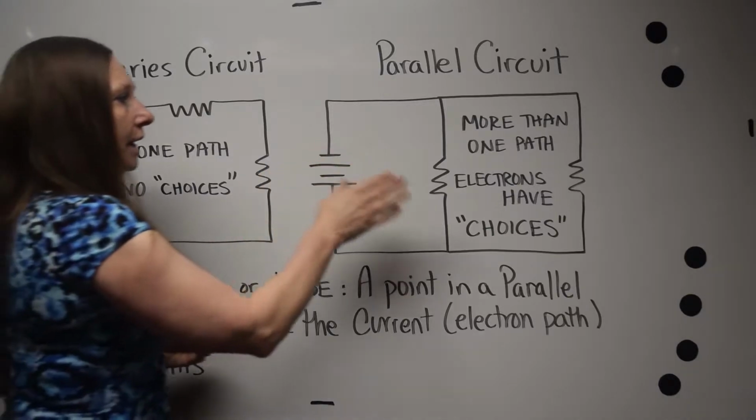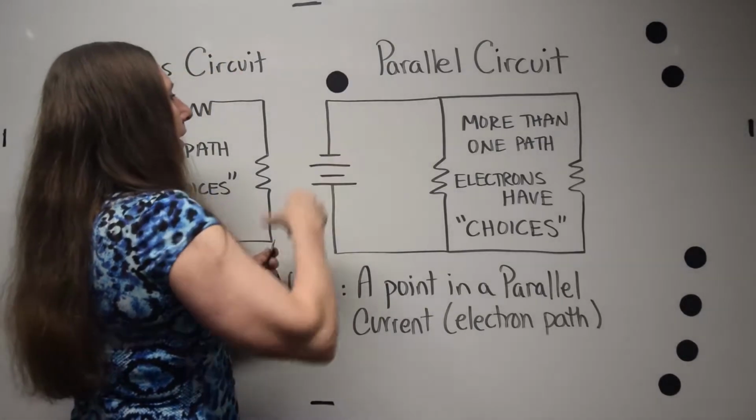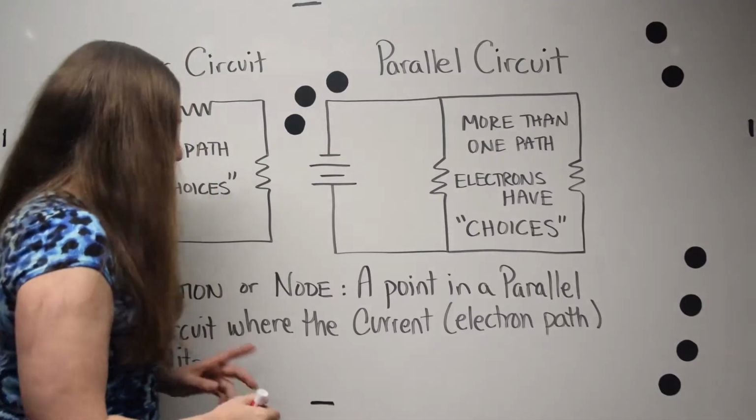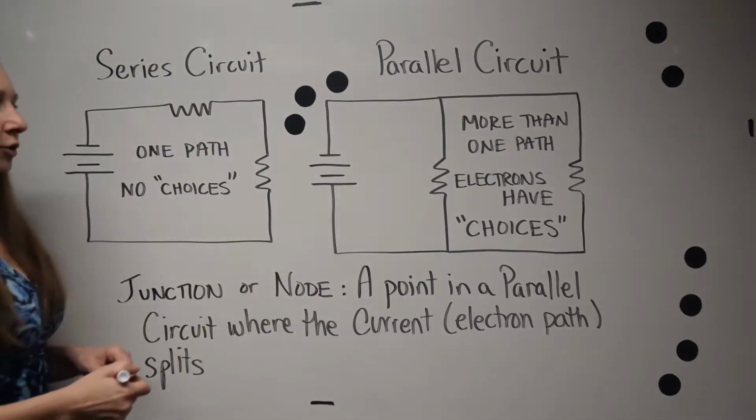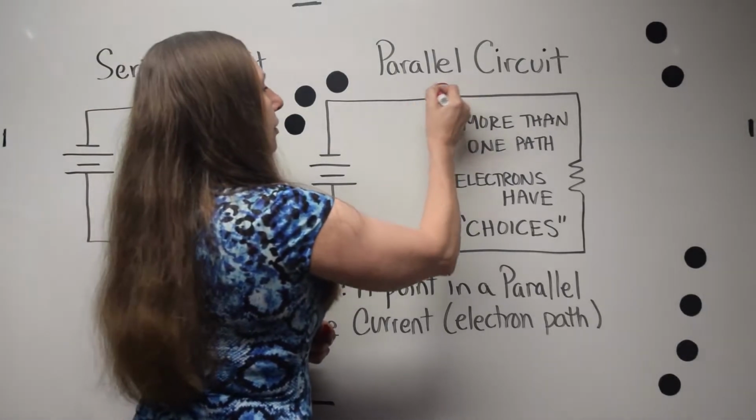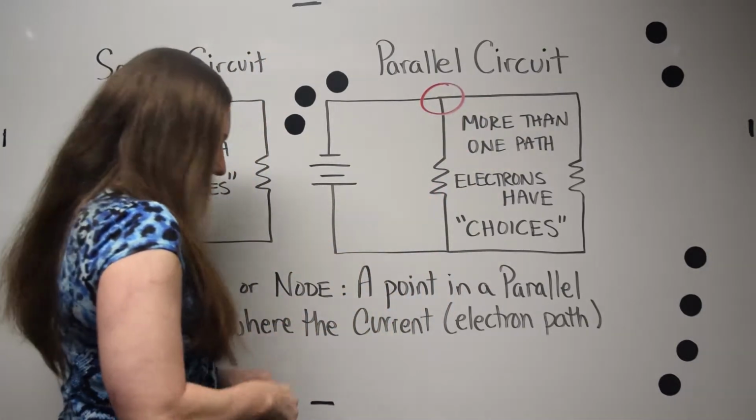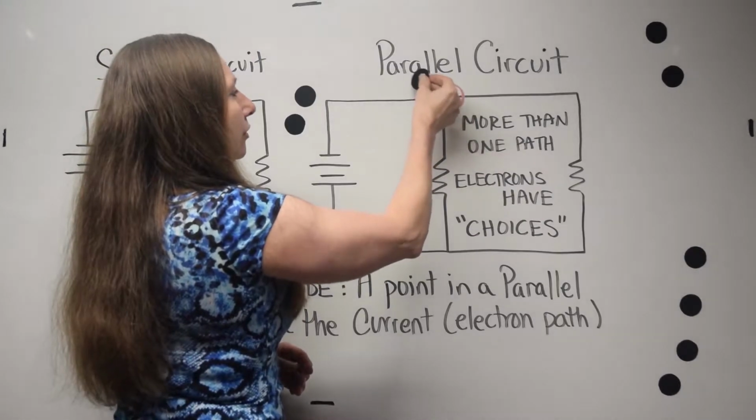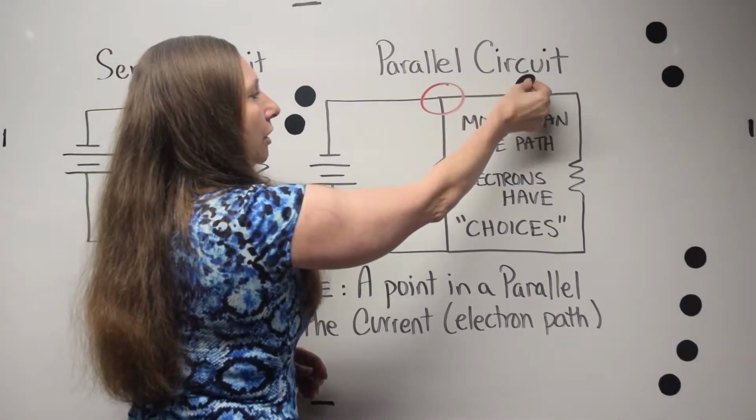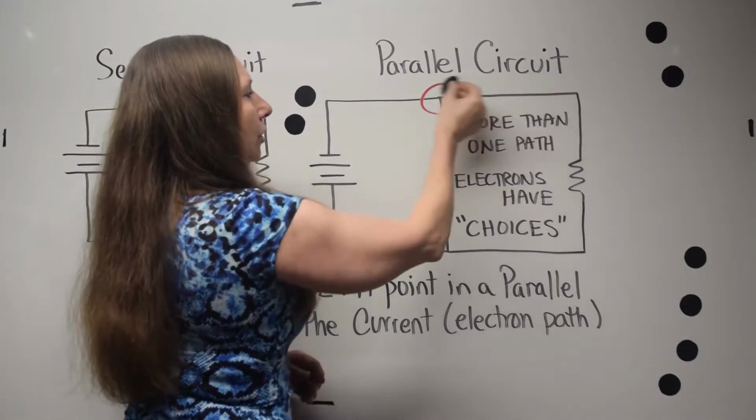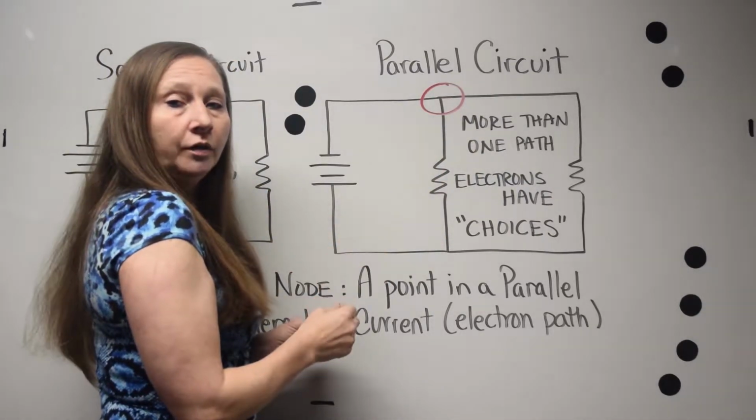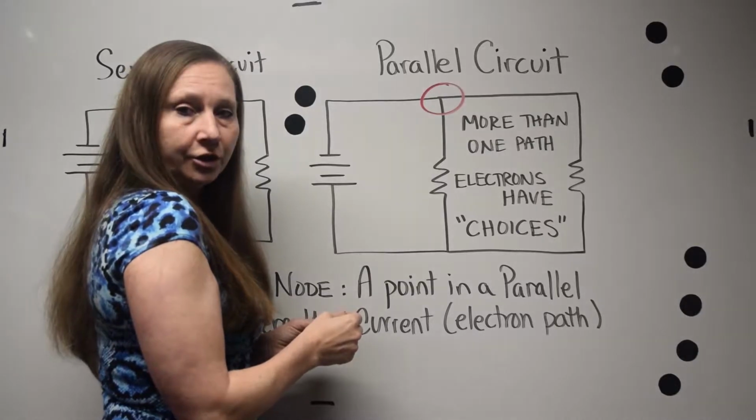Now, looking at the parallel circuit. In a parallel circuit, we have points called junctions or nodes. Here is the first junction or node. At this point, when the electrons get to here, they can either go this way, following this path, or they can go this way, following this path. And technically, we call these paths branches.